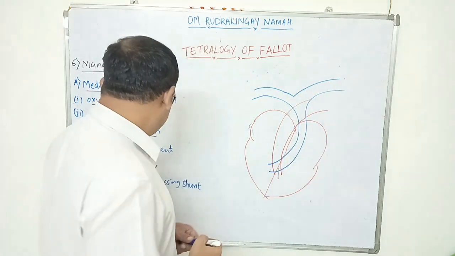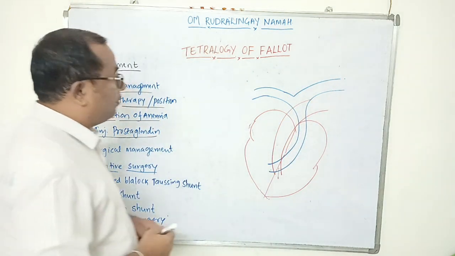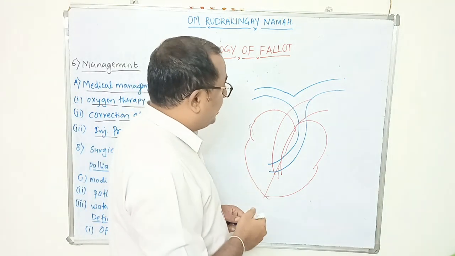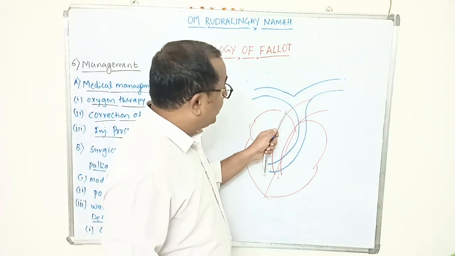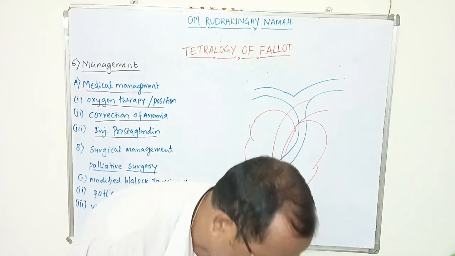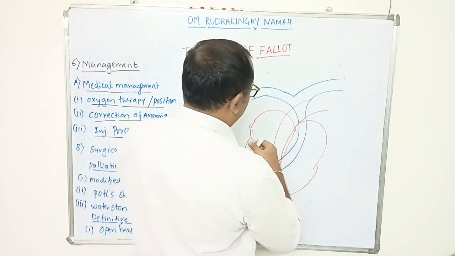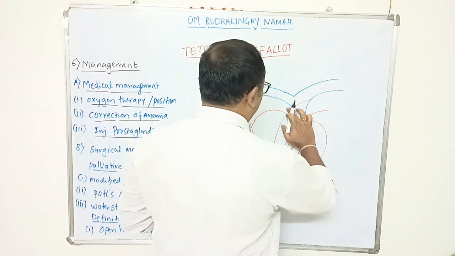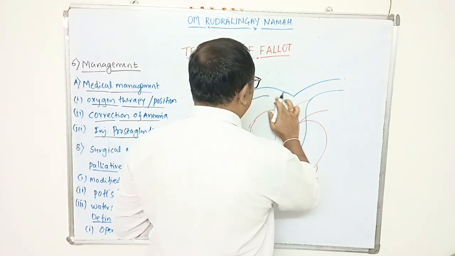In case of Waterston shunt, the anastomosis is created between the ascending aorta and the right pulmonary artery. See here, this is the ascending aorta, so here the anastomosis is made from the ascending aorta to the right pulmonary artery.